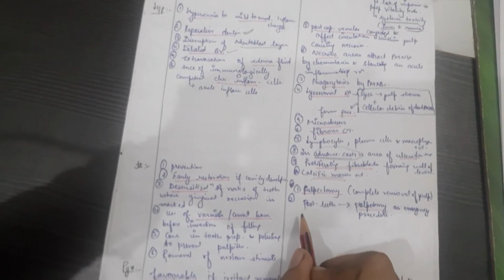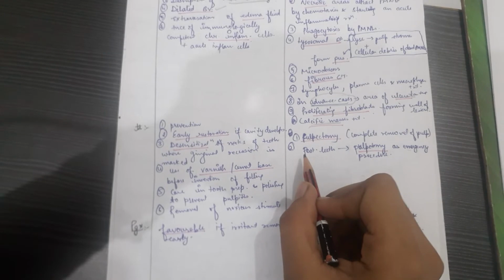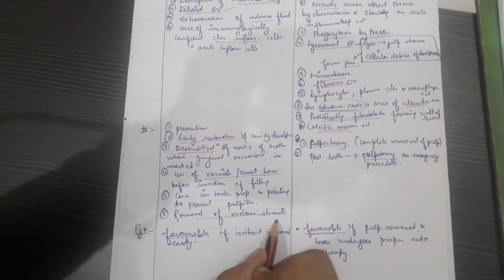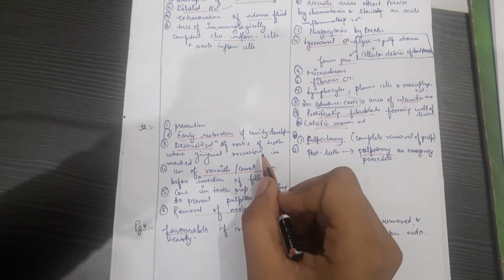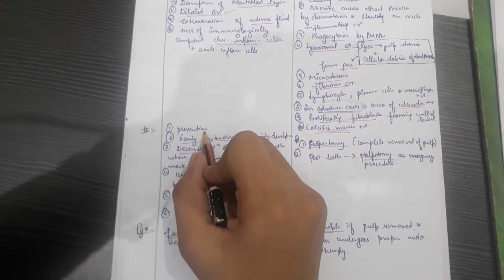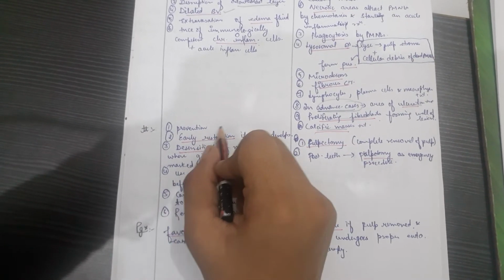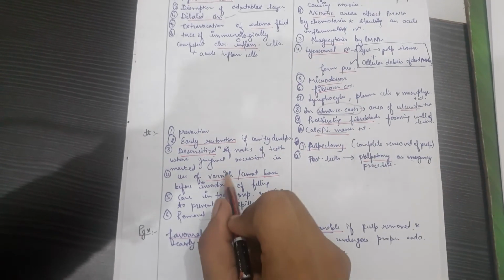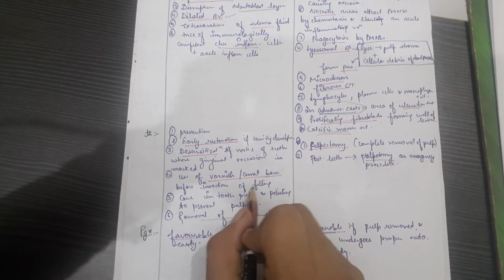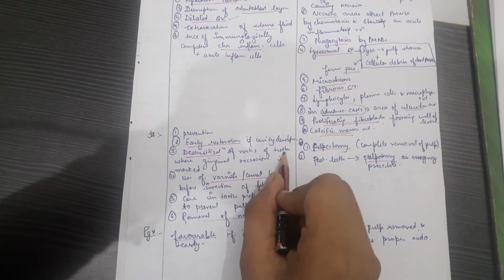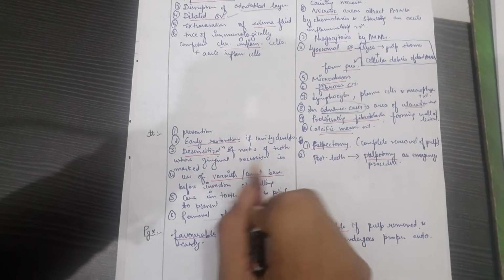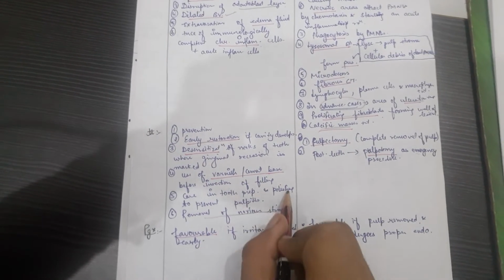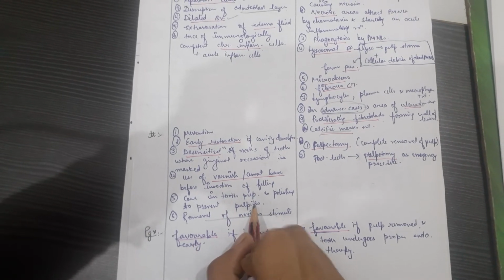Treatment. In case of reversible pulpitis, the main focus of treatment is the removal of noxious stimuli. Then, in order to prevent reversible pulpitis, we can do early restoration if a cavity develops. Then use a varnish or cement base before insertion of filling. Desensitization of the neck of teeth where gingival recession is marked. Care in tooth preparation and polishing to prevent pulpitis.